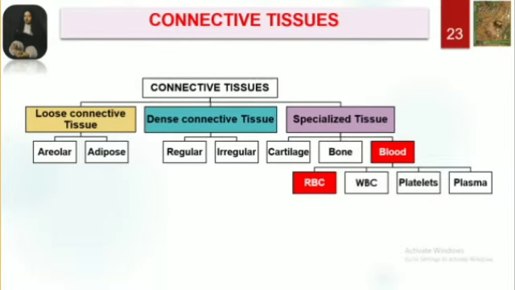Let us have a brief classification of connective tissue. It can be loose connective tissue, and the examples are areolar and adipose tissue; dense connective tissue, the example being regular and irregular connective tissue; and specialized tissues, the example being cartilage, bone, and blood. Blood in turn has some components: the cellular component, RBC, WBC, platelets, and plasma, the non-cellular component.